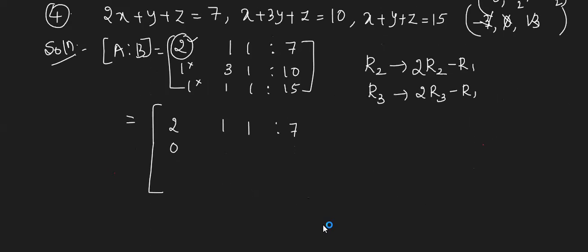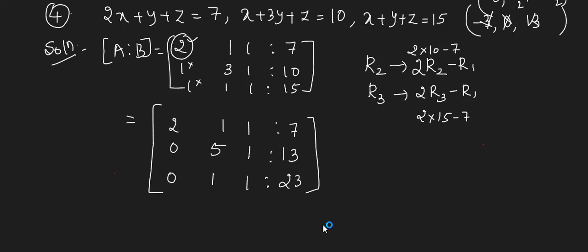Next, in R2 the element is 3 and this is 1. So 3 2s are 6 minus 1 is 5. Both are 1 and 1, so 2 minus 1 is 1. 10 and 7: 2 into 10 minus 7 is 20 minus 7, which is 13. Next is 0. Both are 1 and 1, so 2 minus 1 is 1. Both are again 1 and 1, which is 1. Next is 15 and 7, so 2 into 15 minus 7, 30 minus 7 is 23, no?